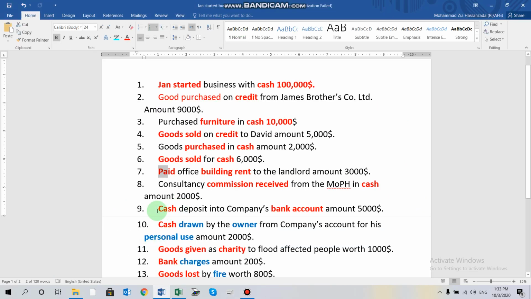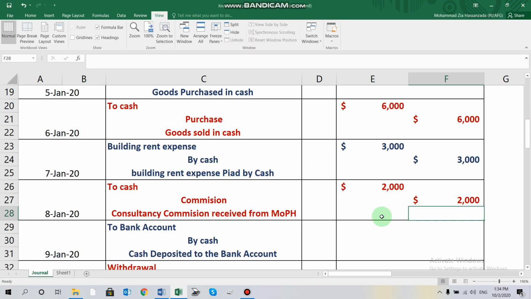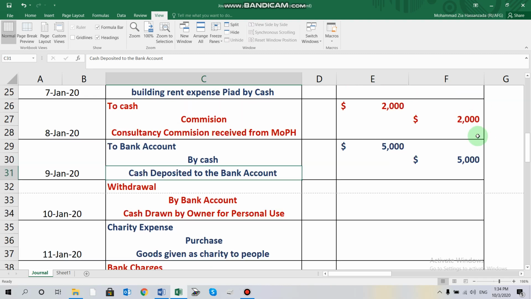Another transaction is cash deposit into company's bank account. Again, one asset is increasing, another asset is decreasing. Our bank account is increasing by 5,000, recorded as debit, and from the other side, cash is decreasing by 5,000. We should record it into the credit side.